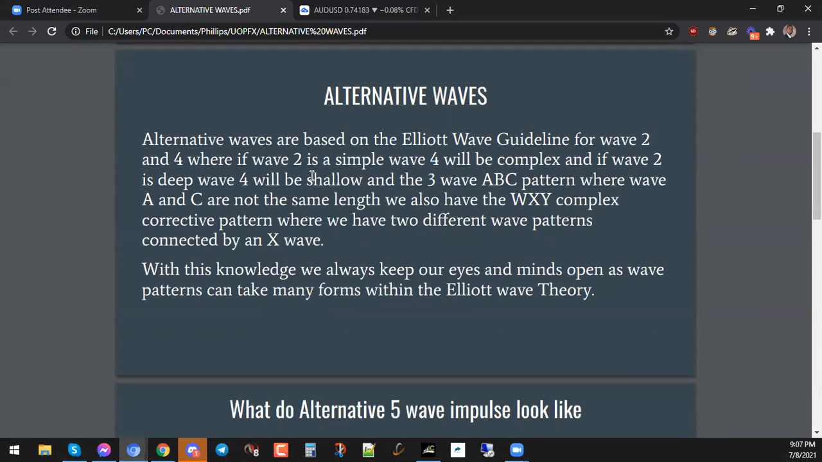Alternative waves are based on the Elliott wave guidelines. Now, it's based on the Elliott wave guidelines for wave 2 and wave 4. This is where if wave 2 is simple, wave 4 is complex. How many of you guys know that? That if your wave 2 is simple, your wave 4 will be complex.